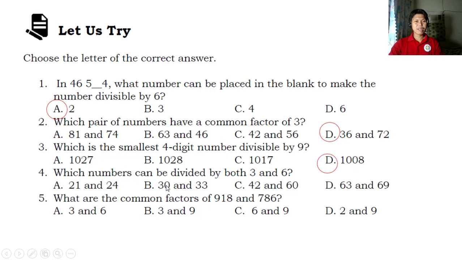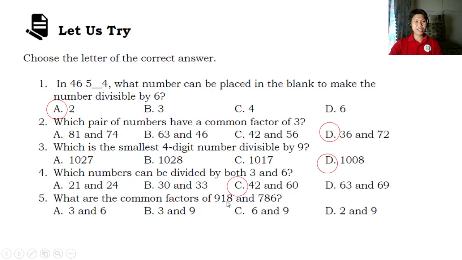And number 4, can be divided by 3 and 6. So, pwede to sa 3 and 6. Hindi pwede sa 6 kasi 21. Ito lang ang pwede. Sa 6, hindi rin to pwede. How about this one? Pwede. Pwede to sa 6. 6 times 7 is 42. And 6 times 10 is 60. Pwede rin yan sa 3. Okay, so, kasi 4 plus 2 is 6. 6 plus 0 is 6. Okay, so letter C ang answer.